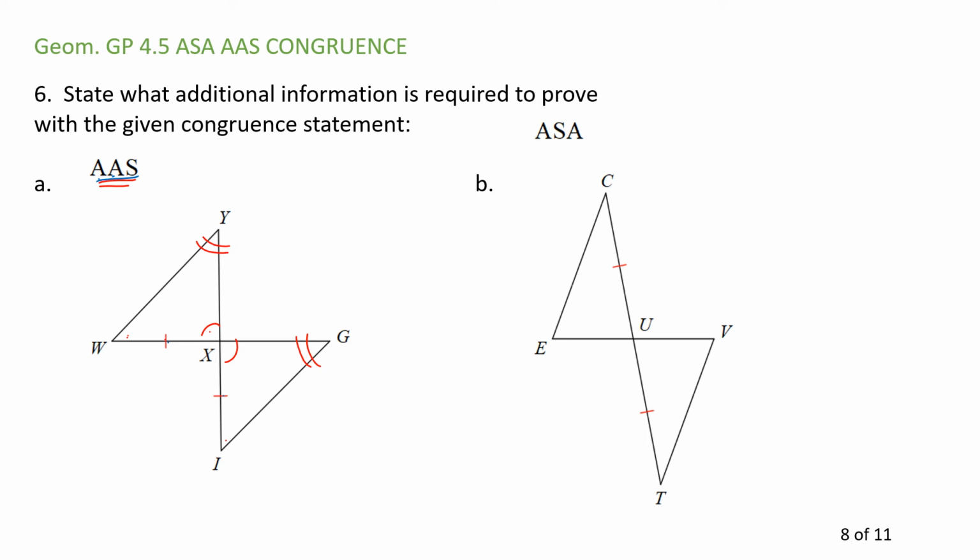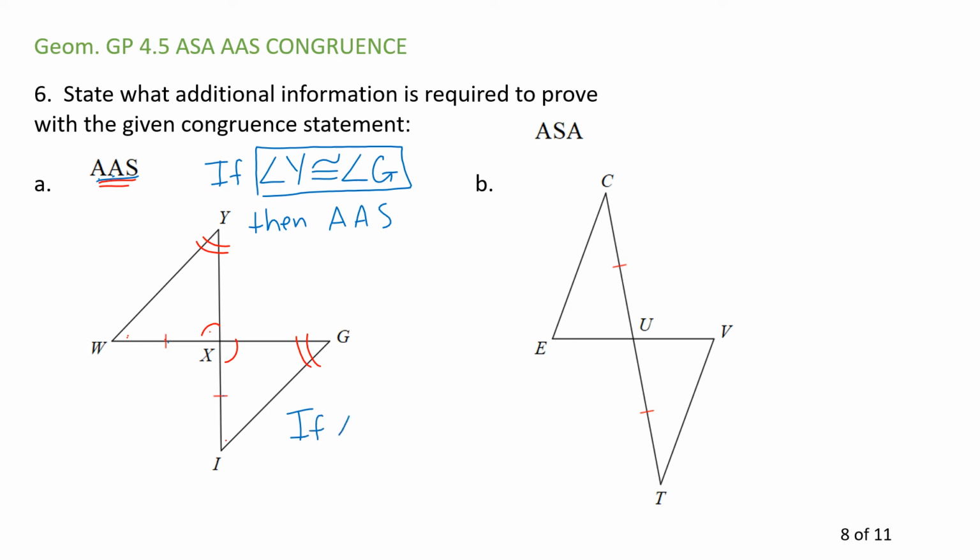So what I would need to say is if angle Y is congruent to angle G, then angle, angle, side. That's the answer. If it were true that I said W and I, then this would be angle, side, angle. Whoops. It's true also, but that's not what the question was asking. Make sure you give me what I want. This one I want angle, side, angle.